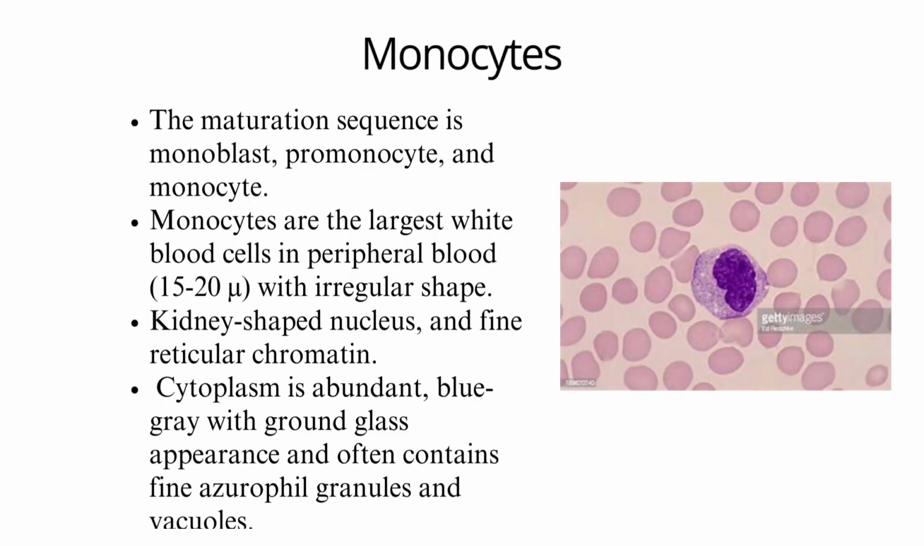Next, we come to the monocyte. It is a large cell. Among all the 5 WBCs, monocyte is the largest. Eosinophil and basophil have a maturation sequence similar to neutrophil, but monocyte has its own maturation sequence, which is monoblast, promonocyte, and monocyte. Monocytes are the largest white blood cell in the peripheral blood, 15 to 20 micron, with irregular shape. The nucleus is kidney shaped with fine reticulochromatin, and it has a ground glass appearance. The cytoplasm is abundant, and it might contain granules, and often it also contains vacuoles.